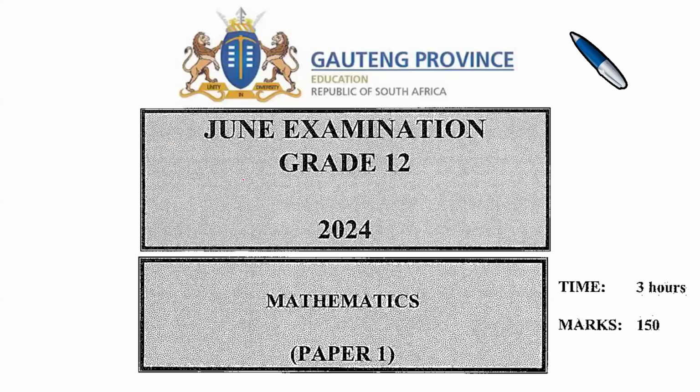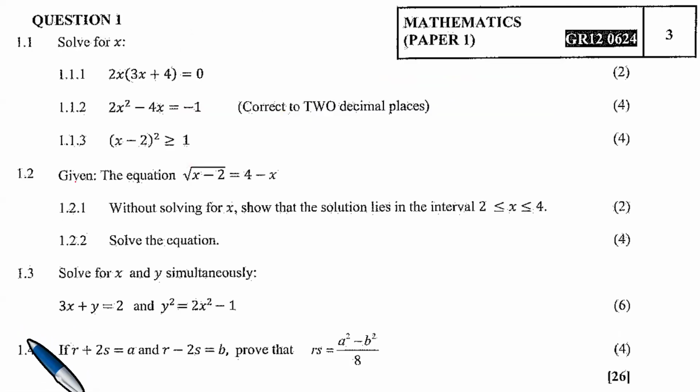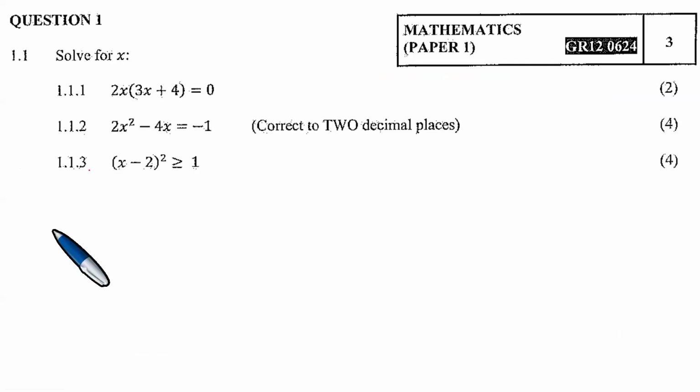In this lesson, we shall focus on the June examination for grade 12, 2024 mathematics paper 1, marks 150, time 3 hours. We proceed to attempt these questions as follows. Right, question 1, we need to solve for x given 1.1.1. This particular quadratic equation is already factorized for us in terms of its linear factors. So if you look at the first question, we proceed as follows.